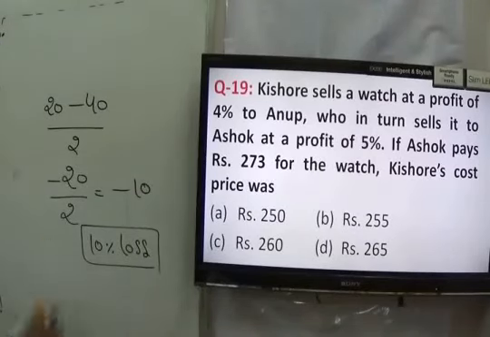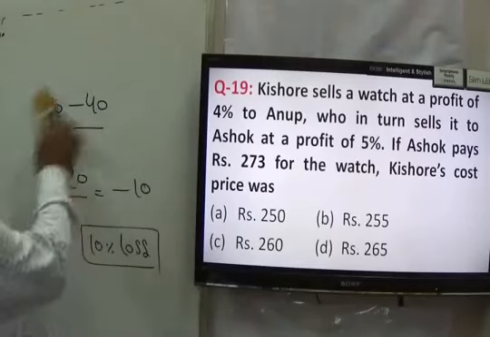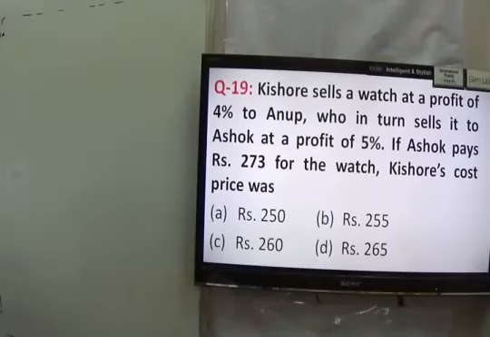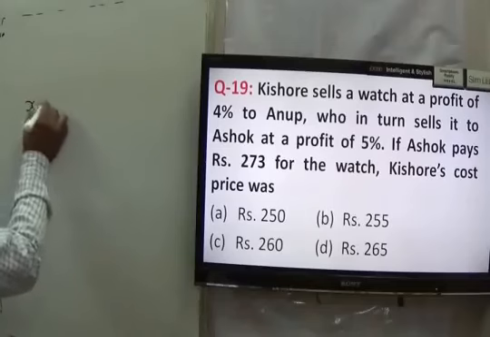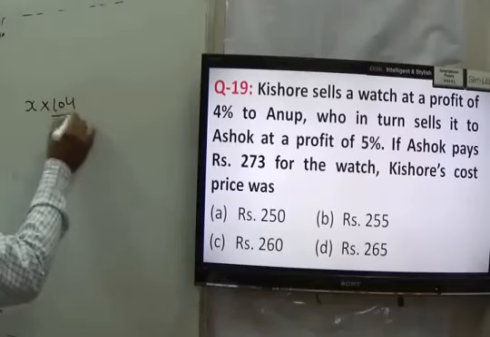Next you have question number 19. It's a chain rule question. Kishore sells a watch at a profit of 4% to Anup, who in turn sells it to Ashok at profit of 10%. If Ashok pays rupees 273 for the watch, what is the cost price for Kishore? I may assume that cost price for Kishore is rupees X. He is selling to Anup. It means selling price is 104 upon 100.